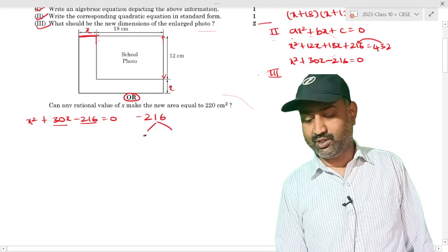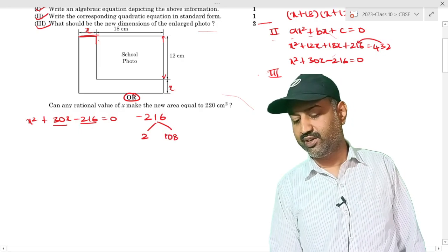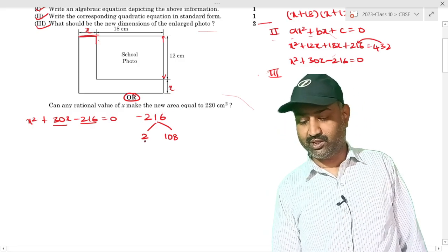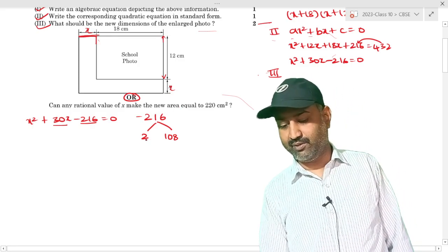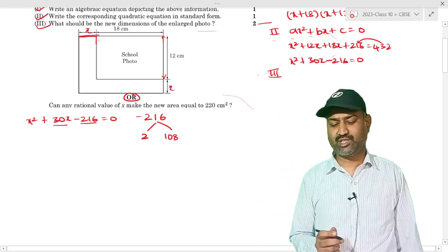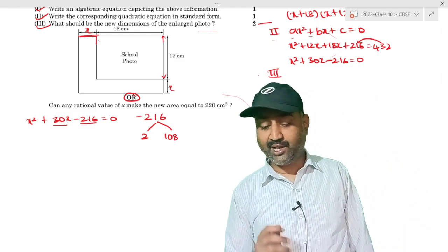I'll divide it first with 2 here. 2 1s are 2, 108s are... right? Next, I'll multiply with... you can try here. 108 minus 2 is 106. It's not possible. I should get 30 here. When I add, I should get 30.